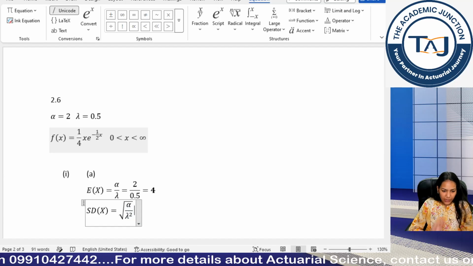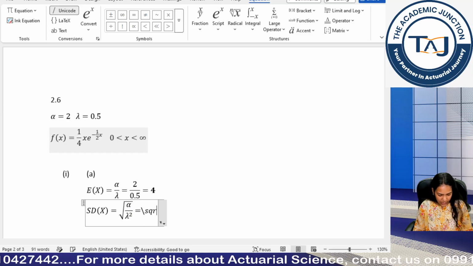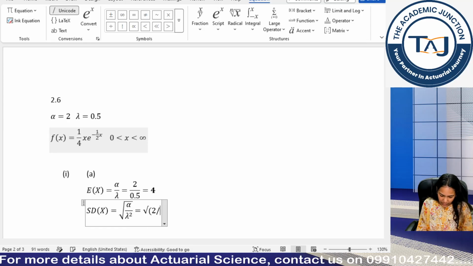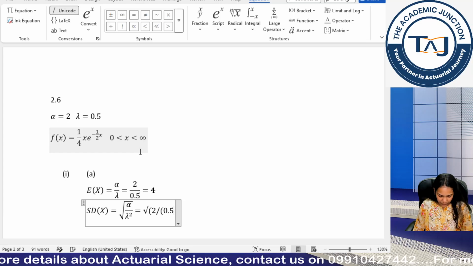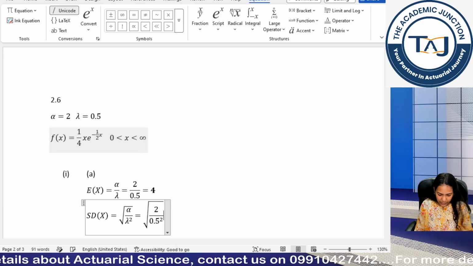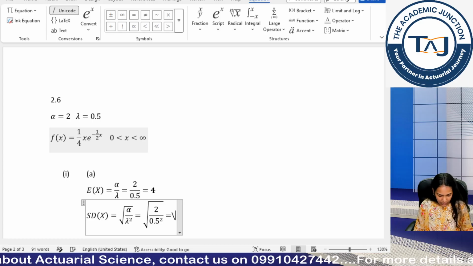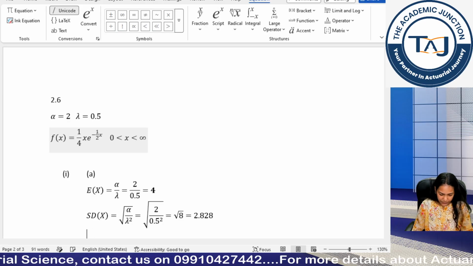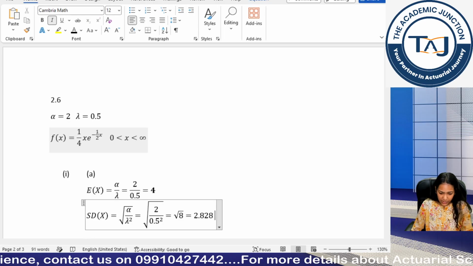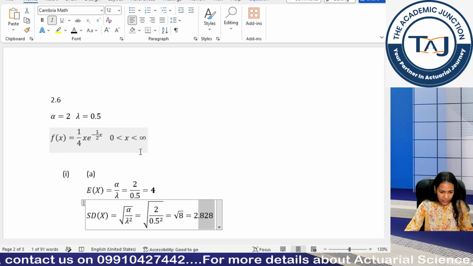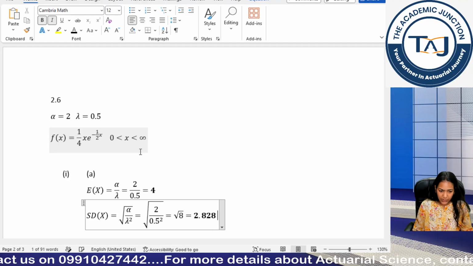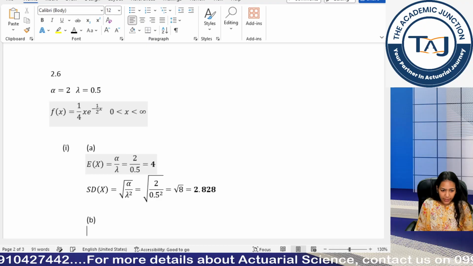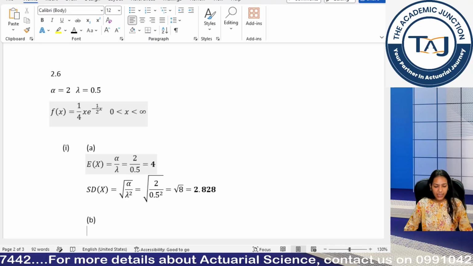Cool. Now we are putting the values simply. Values are 2 by 0.5 whole square, space, is equal to square root of 8, is equal to 2.828. Again we would just bold out the final answer. Clear? Now for the second part, the answer is a theoretical answer.